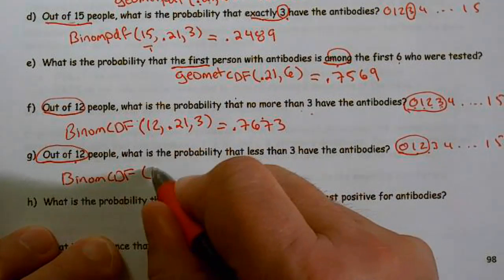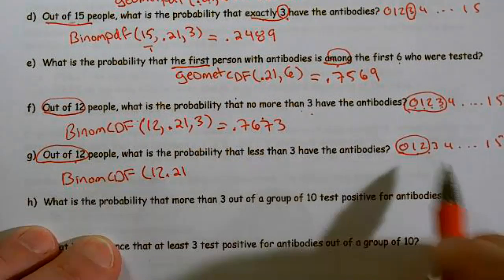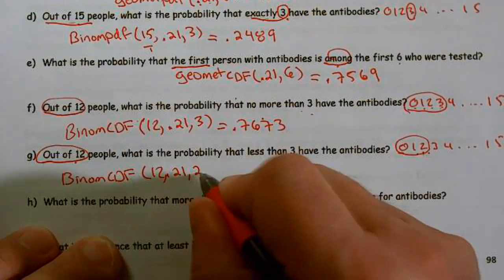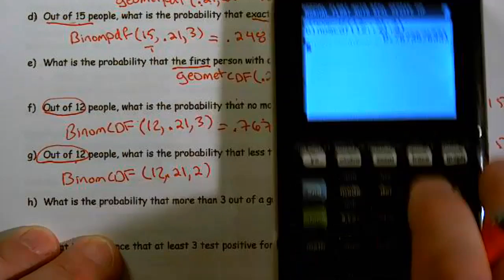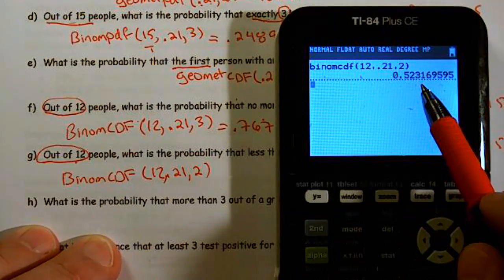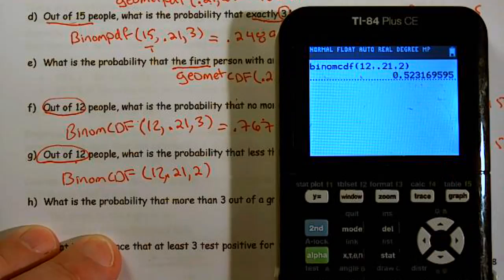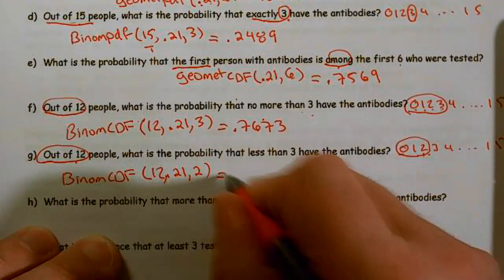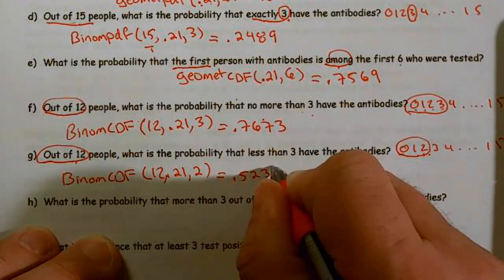My trials is 12. My probability is 0.21. And the highest value I circled was 2. So my X value is 2. So let's see if we get that in the calculator. So second vars, binomial, CDF, trials is 12, .21, X value is 2. And I end up getting 0.5231. Once again, I truncated. Always go to the 4 decimal places and write it down and cut it off. So 0.5231.